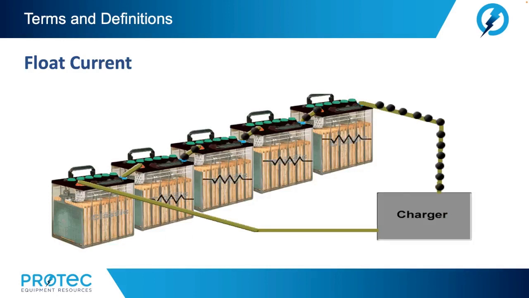All right, float current. Float current is the DC current that flows through each cell while they are on float. It is created due to the interaction between the float voltage and the cell's internal resistance and is supplied by the charger. A high float current can be a precursor to thermal runaway in sealed cells. Excessive float current can be caused by short circuits, ground faults, or a high float voltage.